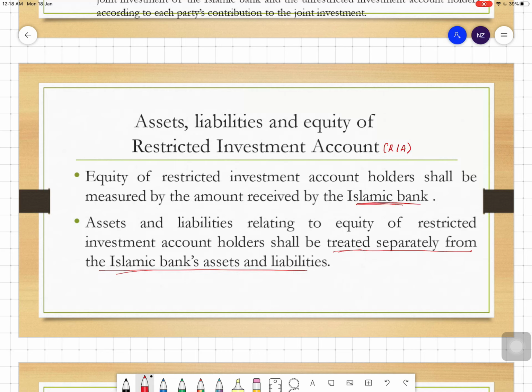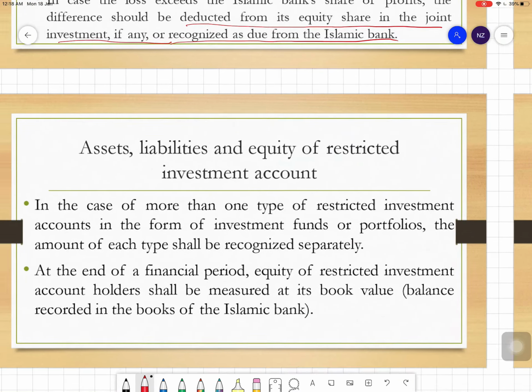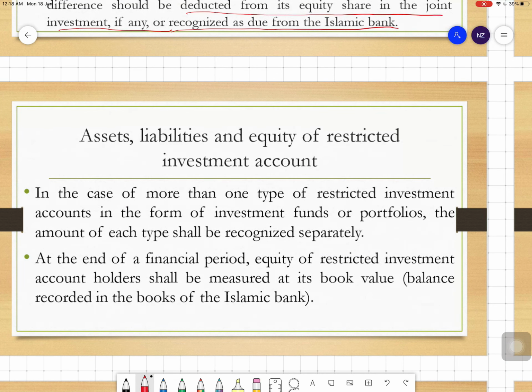And they have to separate the funds of the customers from their own assets and liabilities. Okay. In case there is more than one type of RIA in the forms of investment funds or portfolio, the amount of each type of that account must be recognized separately. So if there are 3 to 5 customers of the bank, the bank has to recognize or create accounts separately. So customer A only, customer B only. So it has to be separated. It's not like the UIA just now.